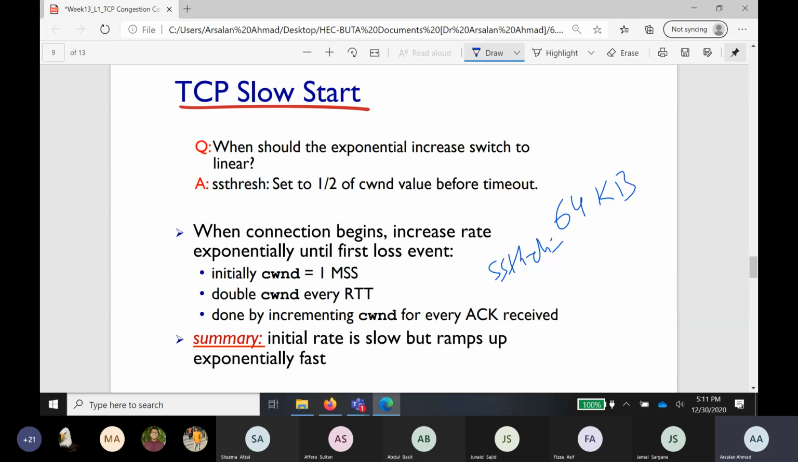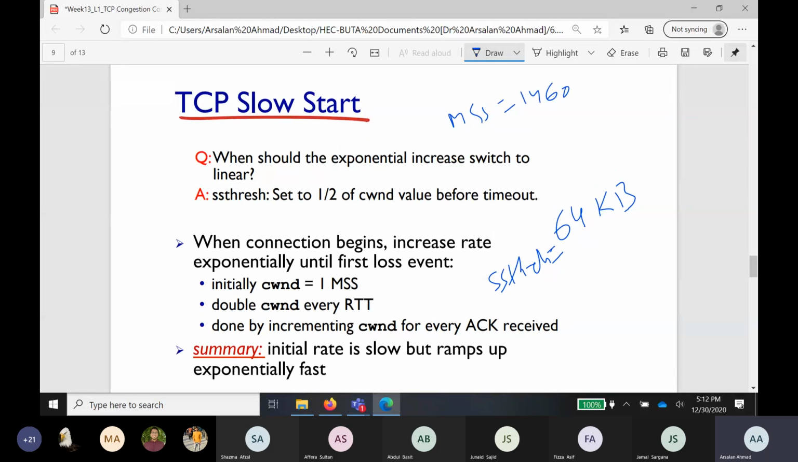And please note, in TCP, window size is represented in bytes, right? So 64 kilobytes is the value of slow start threshold. If you start from 1 MSS, and one maximum segment size, taking the example of Ethernet, where we know the MTU is 1500, MSS would be 1460 bytes. You know the relationship between MTU and MSS, right? So if we start with this window size, this is the value of cwnd, we can do the exponential increase until we reach 64,000 bytes, 64 kilobytes.